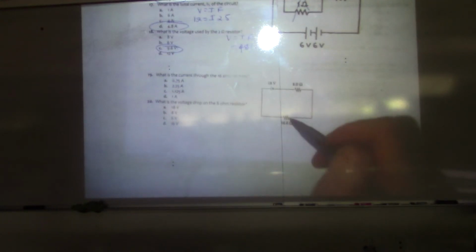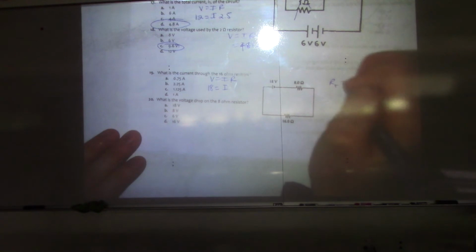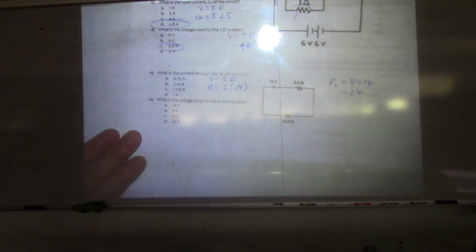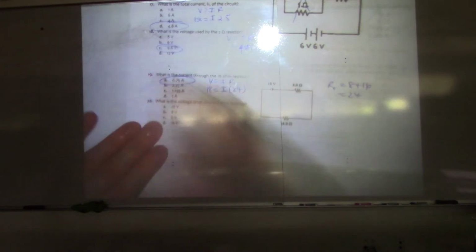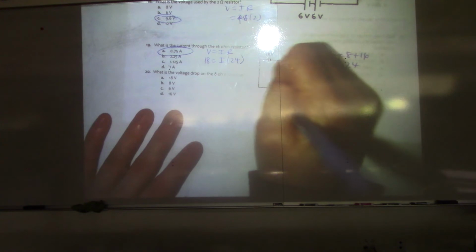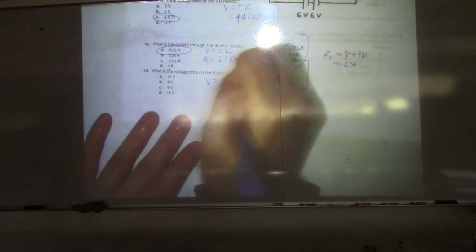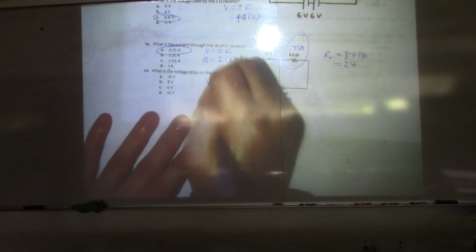Finding the current through this guy, so V equals IR, the only voltage I have is the battery, the total voltage, which means I have to use the total resistance, so R total would be the 8 plus the 16, which is 24. And then divide over, we get 0.75. This is a series circuit, so they both get the 0.75 amps, and the voltage drop here would be V equals IR, 0.75 times 8, which is 6.